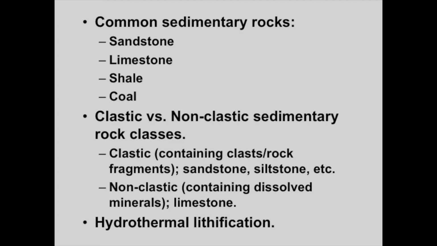And then a final common type of sedimentary rock would be something like coal. Coal is a sedimentary rock that represents ancient compacted plant matter. Now, in terms of how we further classify and categorize this rock type, in this case sedimentary rock, we really use only one major strategy, which relates to how the rock is formed and its composition. So we recognize clastic and non-clastic types of sedimentary rock.